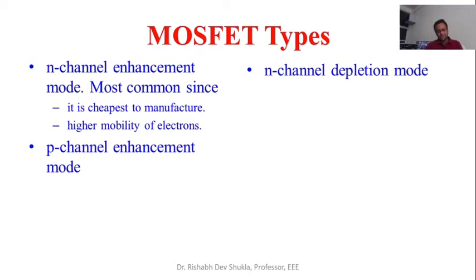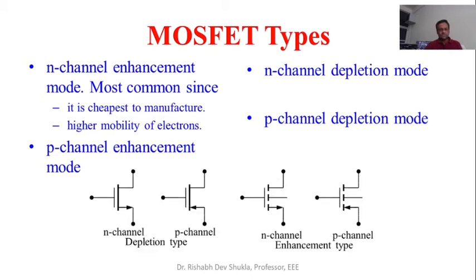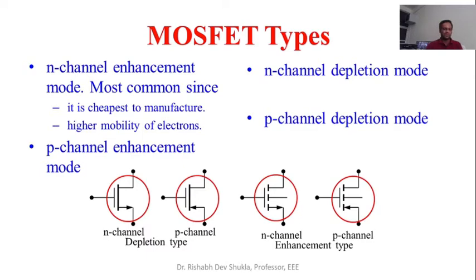The other category is the depletion type, and under this depletion type we again have two types: N-channel depletion type and P-channel depletion type MOSFETs. This is the circuit symbol representation of these types of MOSFET. We have the N-channel enhancement type MOSFET, the P-channel enhancement type MOSFET, the N-channel depletion type MOSFET, and the P-channel depletion type MOSFET.